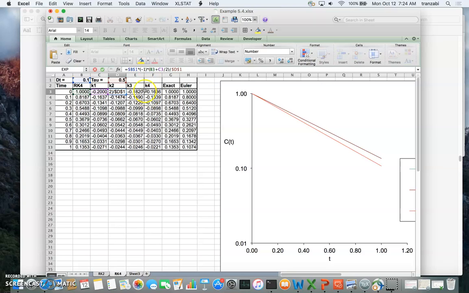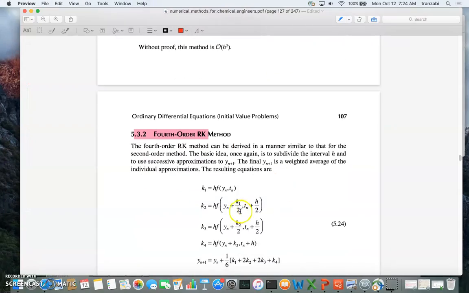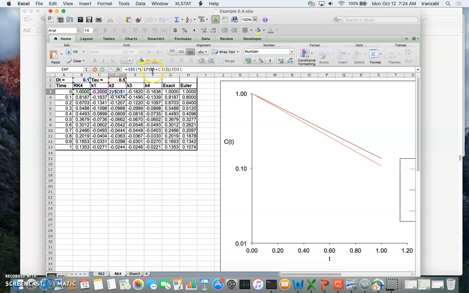Okay, let's go to K2. K2 is going to be h again, which is B1, the blue cell, times minus, and then now we have to evaluate the function. So this is the tricky part of it. You have to evaluate the same function at yn plus half of K1, right? So here it is. This is yn, which is B3, plus half of K1, which is the purple cell.